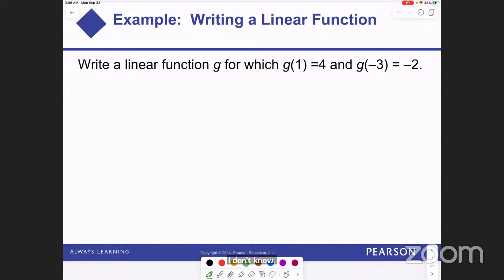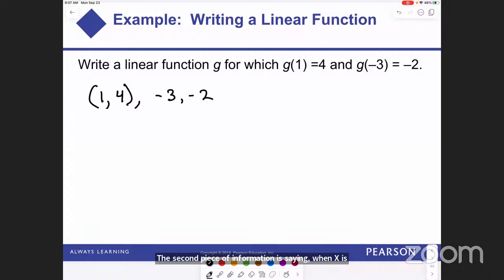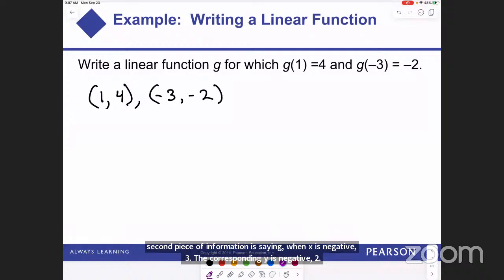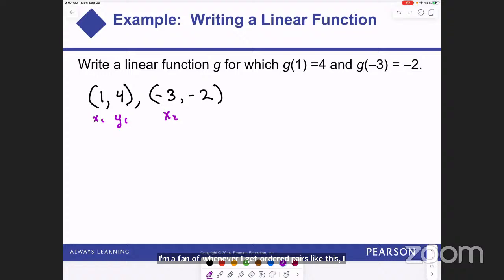Okay. So first, we're given these two pieces of data. The first piece of information is saying that when x is 1, the corresponding y is 4. So let's just write out that ordered pair. The second piece of information is saying when x is negative 3, the corresponding y is negative 2. Okay. So whenever I get ordered pairs like this, I like to just label them. So I like to go x1, y1, x2, y2. Okay. So then we're asked to find a linear function.